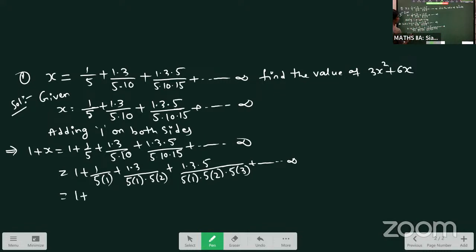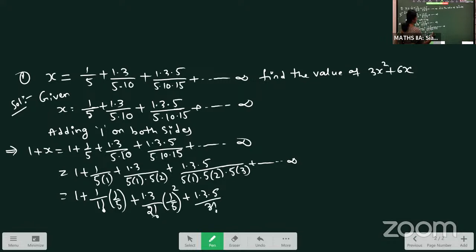1 by 1 plus 1 by, write 1 as 1 factorial and take this 1 by 5 outside. Next, plus 1 into 3 by, inside 1 into 2 is there, 1 into 2 is 2 factorial. And how many 5s? 2 fives are there, take them to the other side. After the term, it is (1 by 5) whole square. Next term, it is 1 into 3 into 5 by, 1 into 2 into 3 is 3 factorial, and (1 by 5) whole cube. Plus so on up to infinity. Now it is in perfect form.